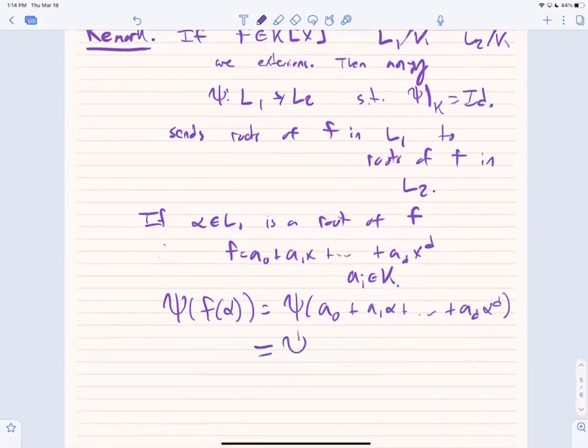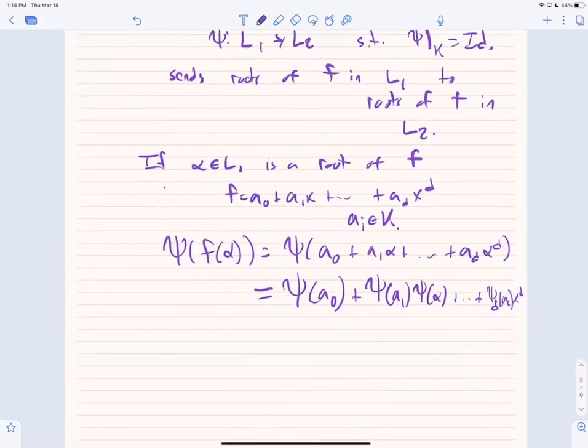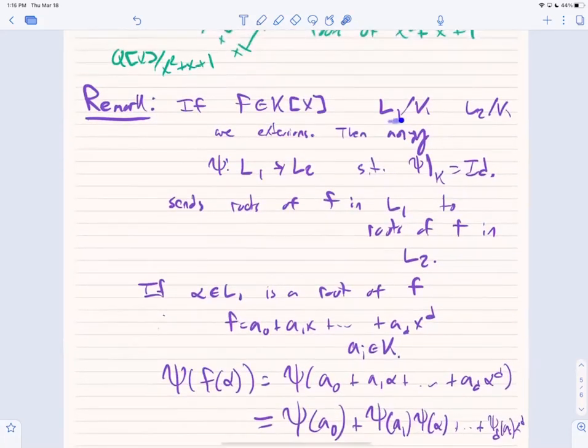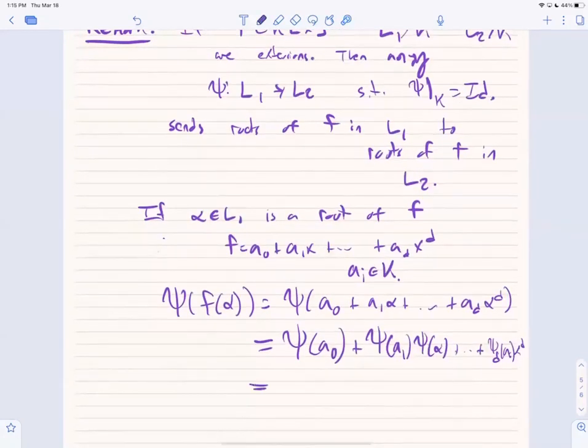Then, well, it's a field automorphism. So this is psi, and it's a map of fields. In particular, it's a map of rings. So I can pull in applying psi through all the additions and multiplications. But now all of these coefficients are in K, and I know this map is the identity on K. That was my assumption. So that means I haven't done anything to the coefficients. This is psi of alpha.